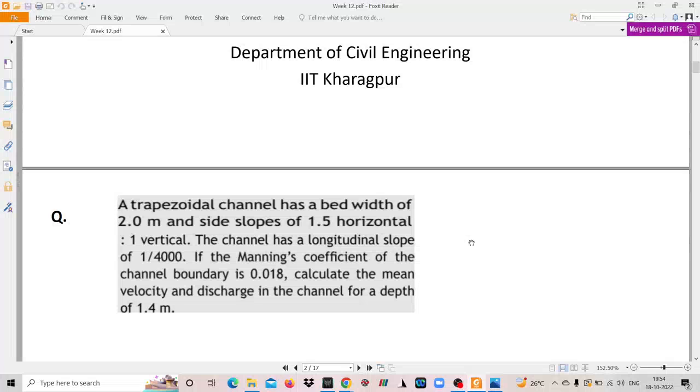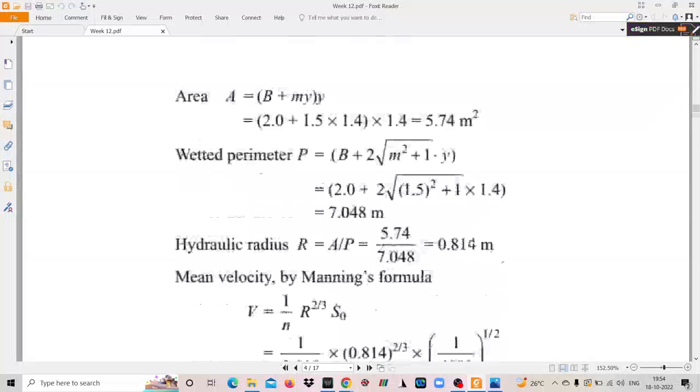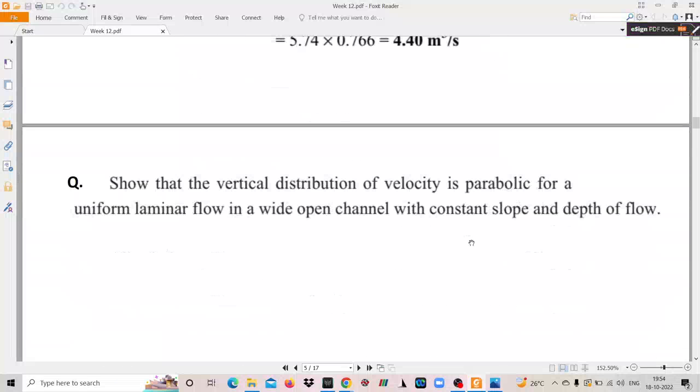For example, the first problem that I have given here is for uniform flow in open channel. There are two very important equations, Chezy's equation and Manning's equation. There are many problems considering different cross-sectional shapes of the open channel. So please solve some problems. Then the next problem is that of the vertical velocity distribution.